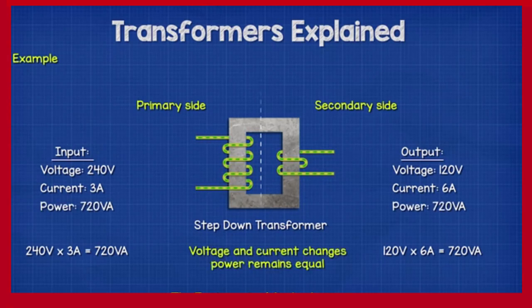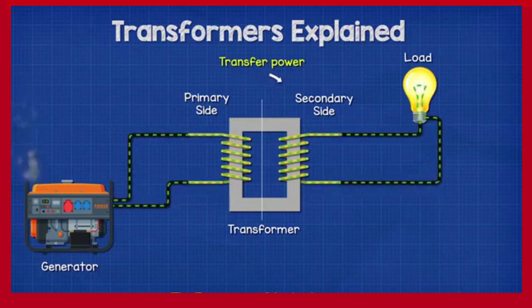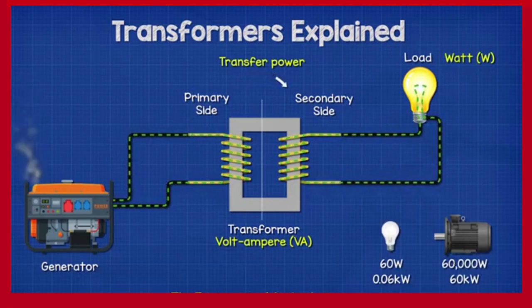So if the voltage changes, then the current has to change in proportion to maintain the power. So why do transformers use the units of kVA instead of kilowatts? Well, the transformer is just transferring power between the coils, so we use the volt amp unit. The kilowatts depend on what you connect to the transformer.